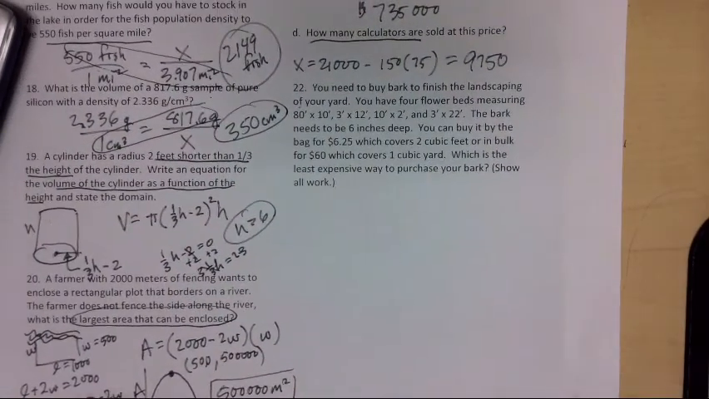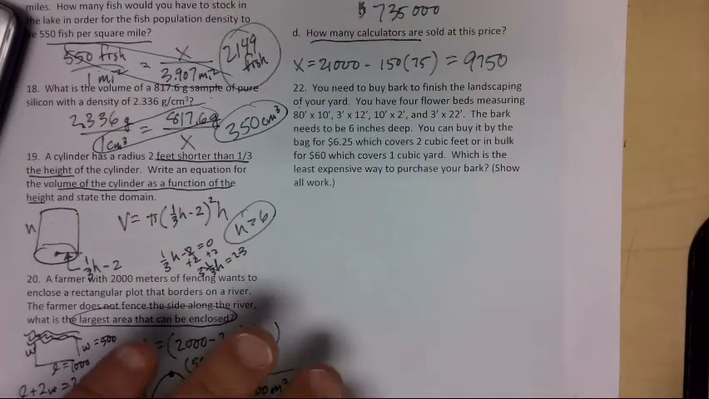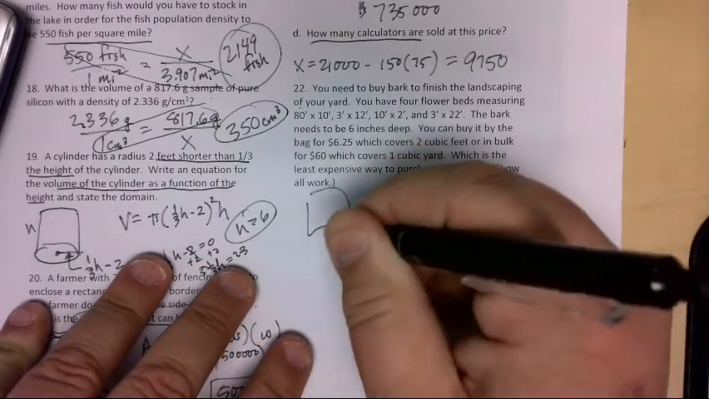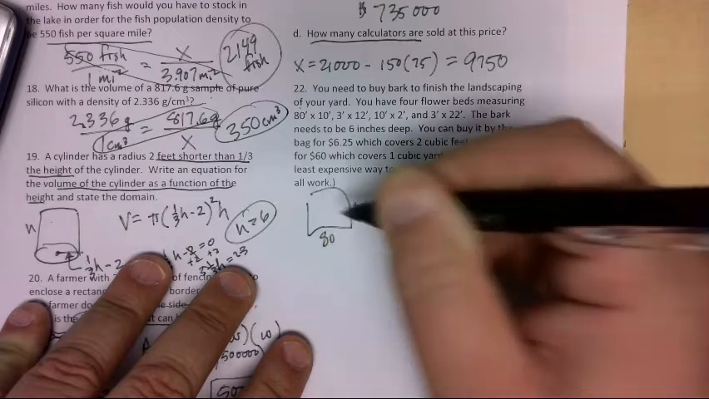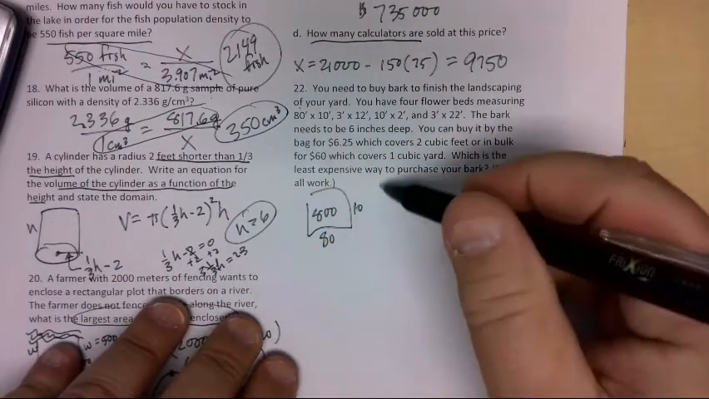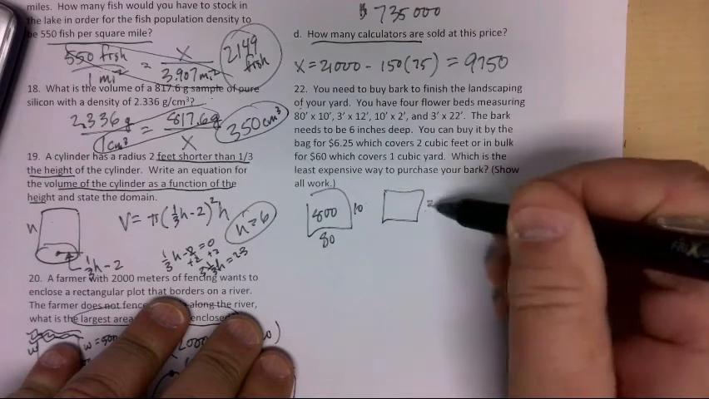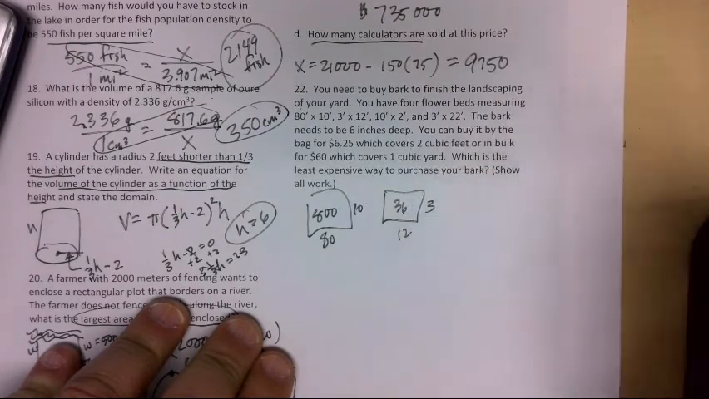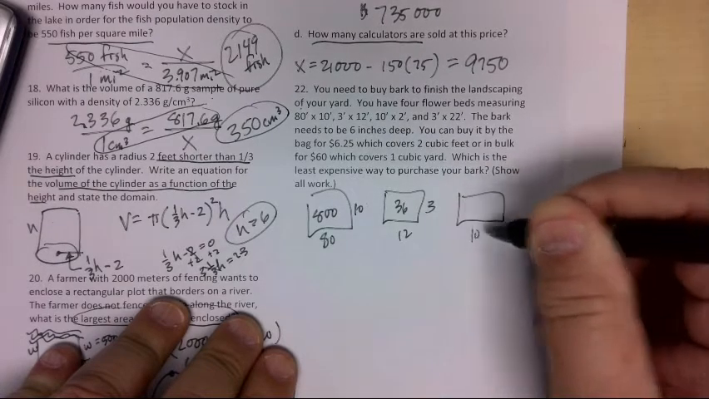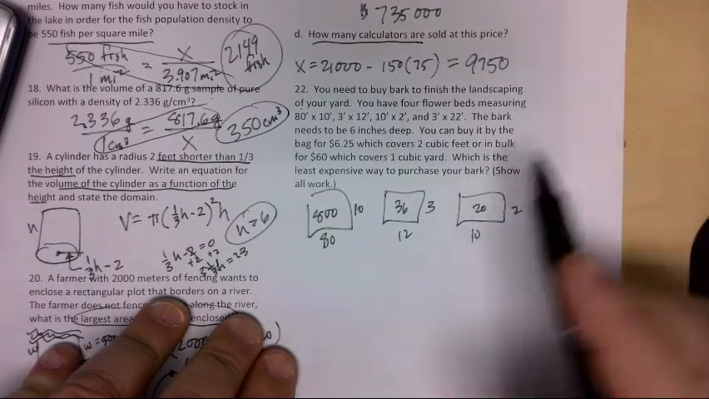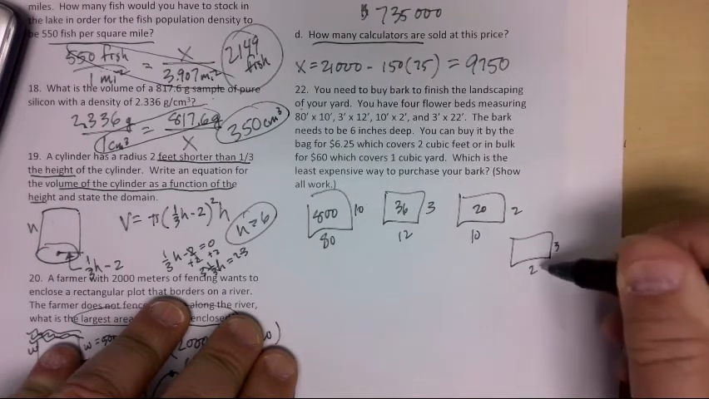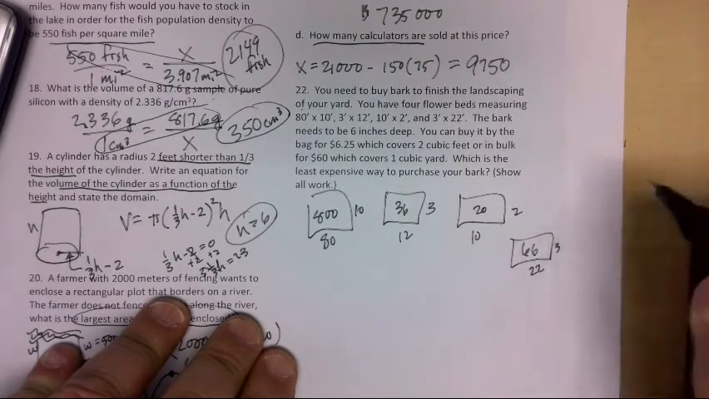Last thing. I need to buy bark for landscaping. I have 4 flower beds measuring 80 by 10, so this has an area of 800. I'm looking ahead. 3 by 12, which means its area is 36 square feet. 10 by 2, that's going to be 20 square feet. And 3 by 22, that gives me 66 square feet.